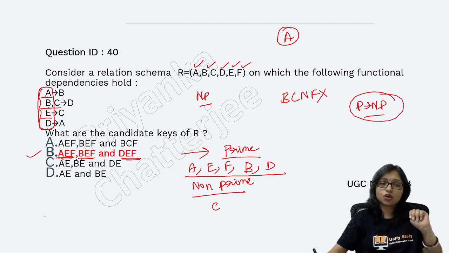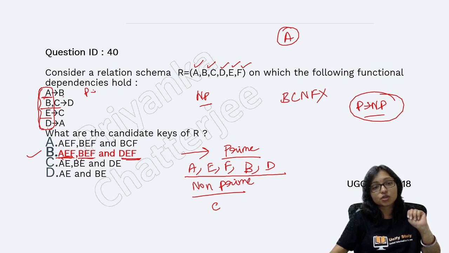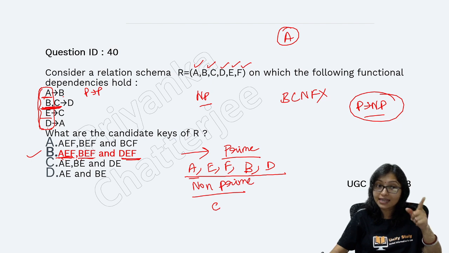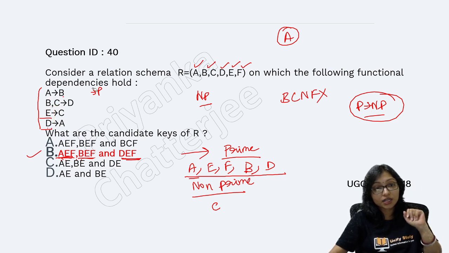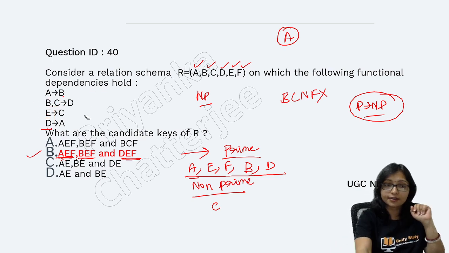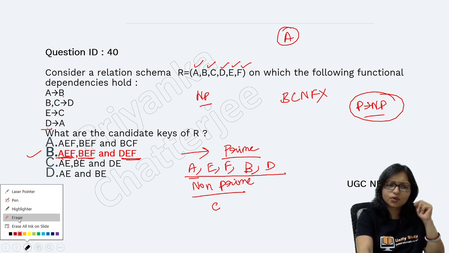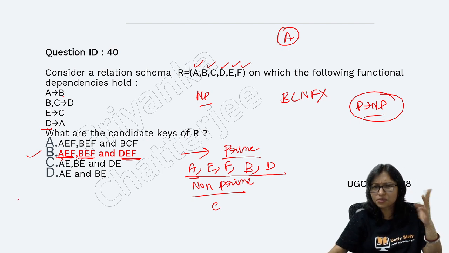See this question. See here, A to B. What is it? It is actually prime to prime, because A and B both are prime. Here it was BC together, and I made a mistake and you did not notice it. If you see this one, is it actually allowed in 3NF? You are not telling anything. Sometimes I make mistakes knowingly to see whether you are checking or not.